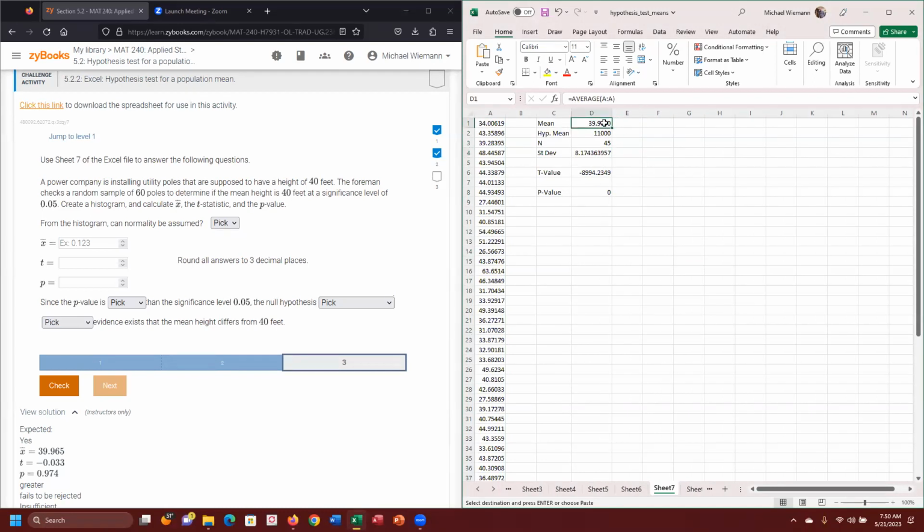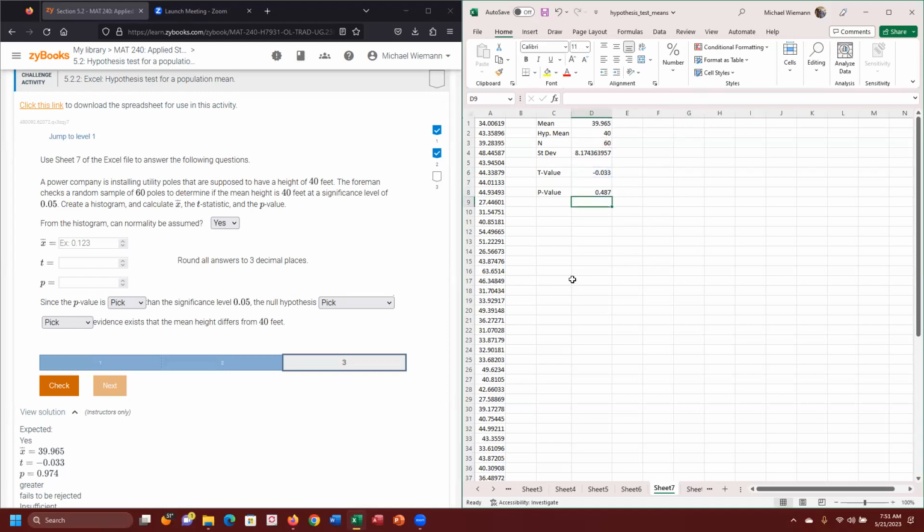First one only wants 3 decimal places. So if you come down to the number ribbon, we're going to decrease that down to 3. And our hypothesized mean was given to us in the problem as 40. We need to change that. Our sample size is 60 this time. Sample size is greater than 30, so the central limit theorem allows me to select yes there. So now we've got our t value. Again, they want 3 decimal places, so you have to change the rounding accordingly to 3. And if I come down here, that changes that to 3 as well.